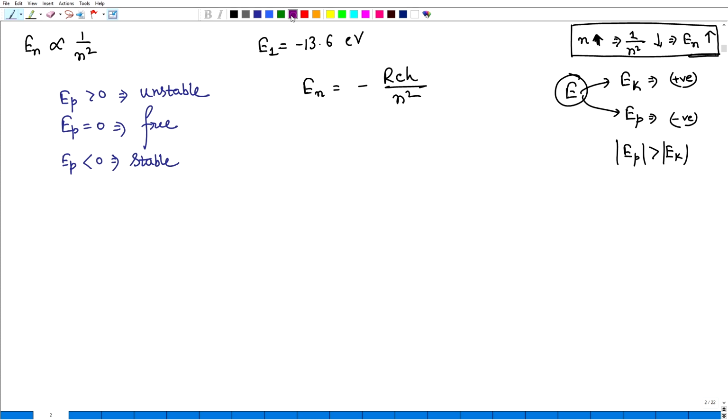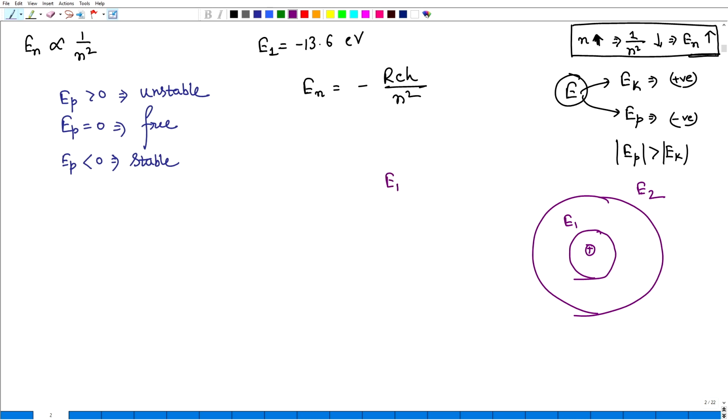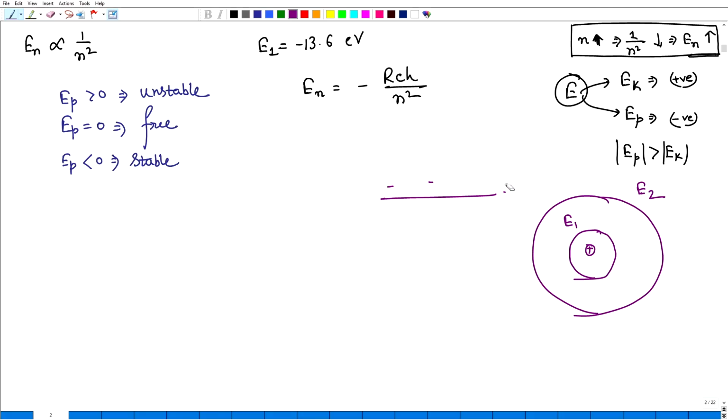So this is the nucleus, and this is, let us say, E1, this is E2. It is not spherical but it should be spherical, E1, E2. So E1 should be less than E2 and both should be less than 0, correct? It is clear. Now one thing we have to remember is that the energy gap between the energy levels also depends on n, it is not fixed, and that we have to find out.